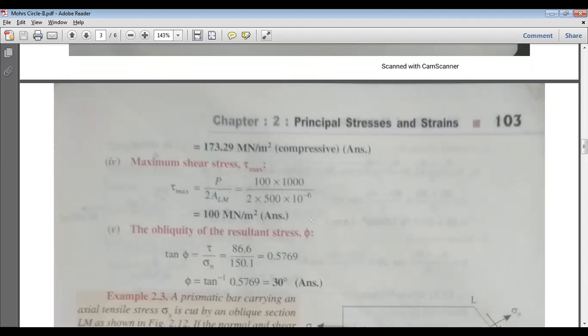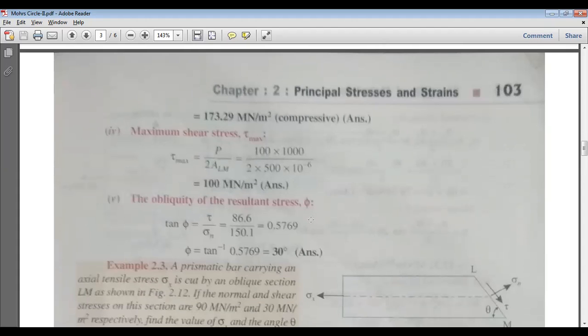Now coming to the obliquity of the resultant stress. Obliquity, as you know, tan phi is given as shear stress divided by normal stress. So this is 86.6 divided by 150. That is shear stress divided by normal stress. So this will give us phi as 30 degree. So angle of inclination is given.